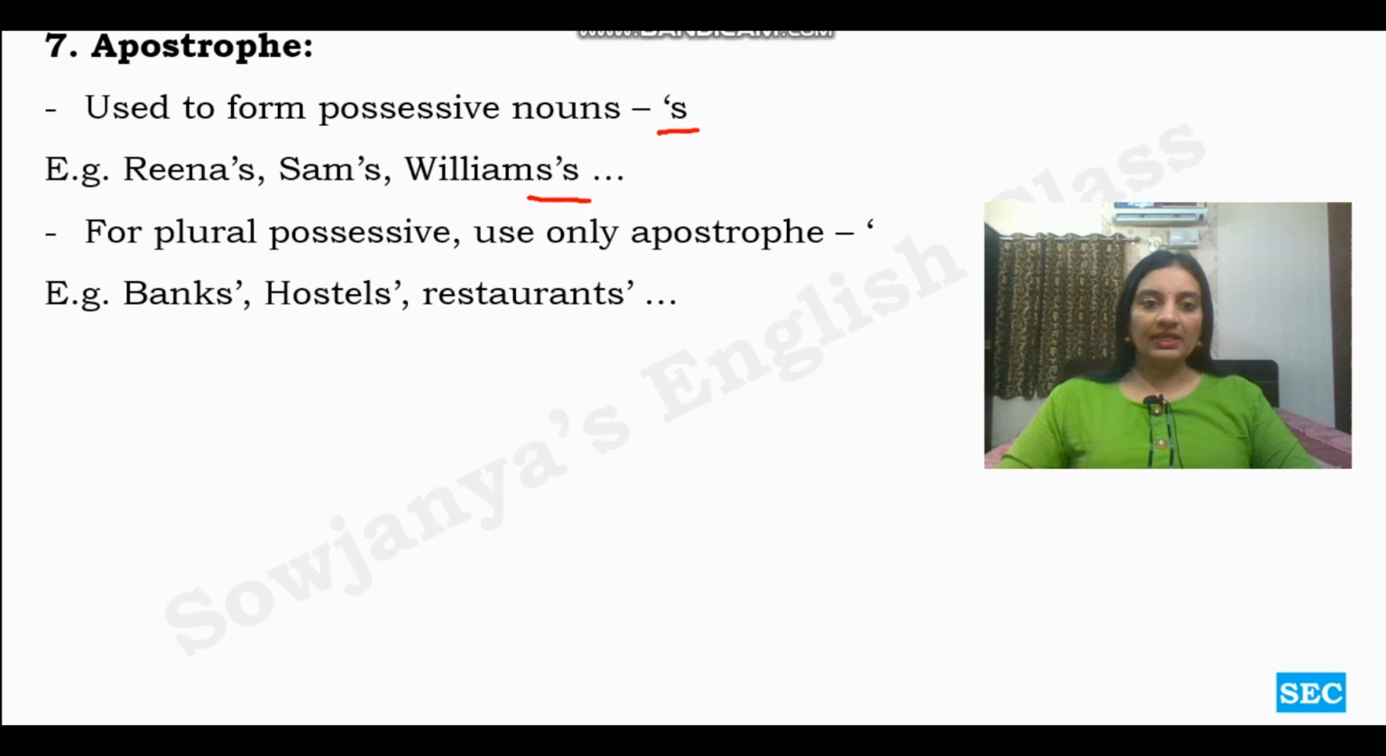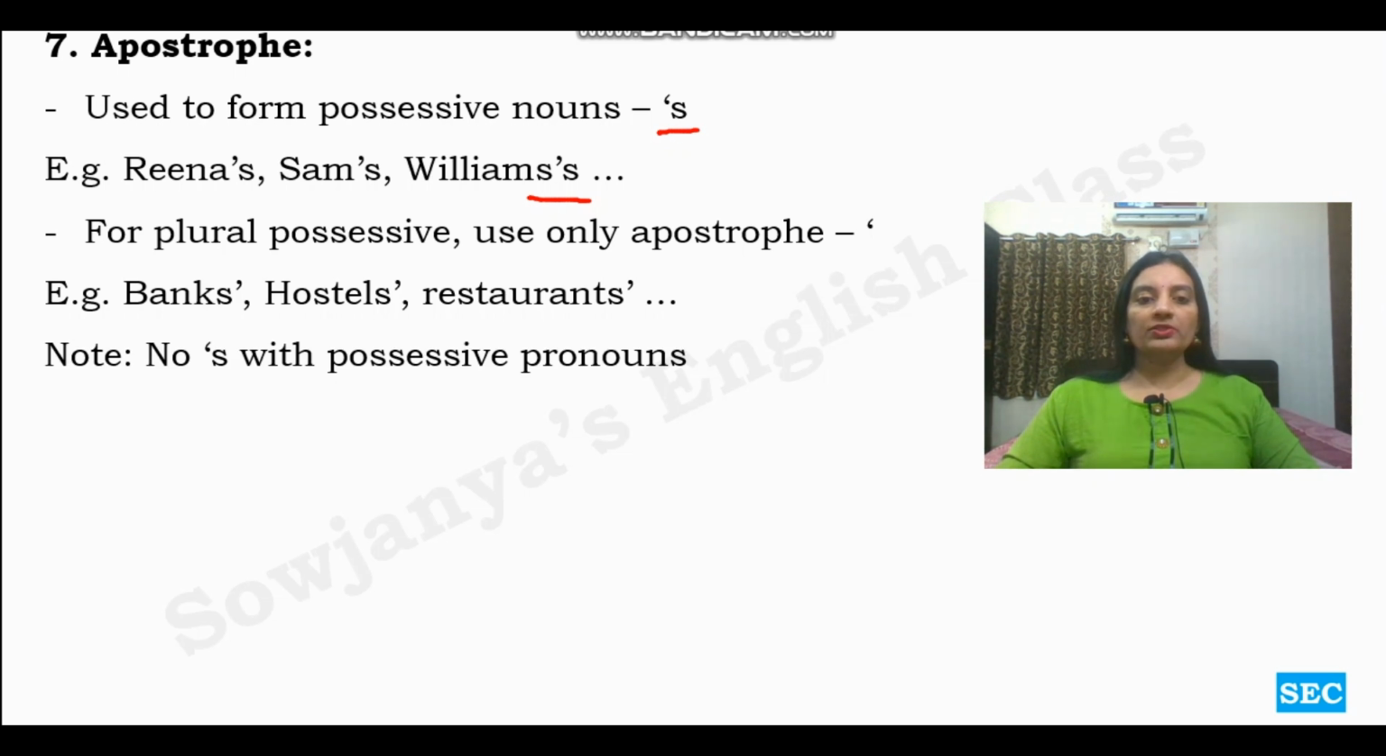Okay. But whereas independent names, here Williams is an independent name. Independent names we are supposed to use apostrophe along with S. Even in pronunciation also we should say Williamses. We should not say Williams. Williams is his name, that's it, without any apostrophe S. So it is pronounced as Williamses.